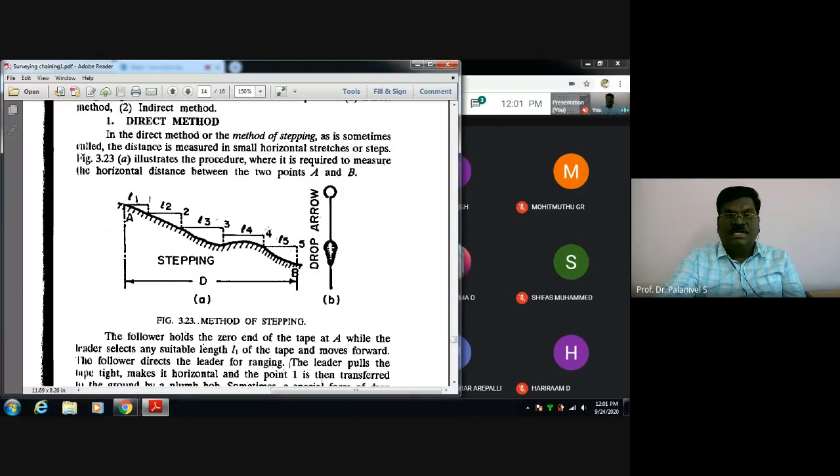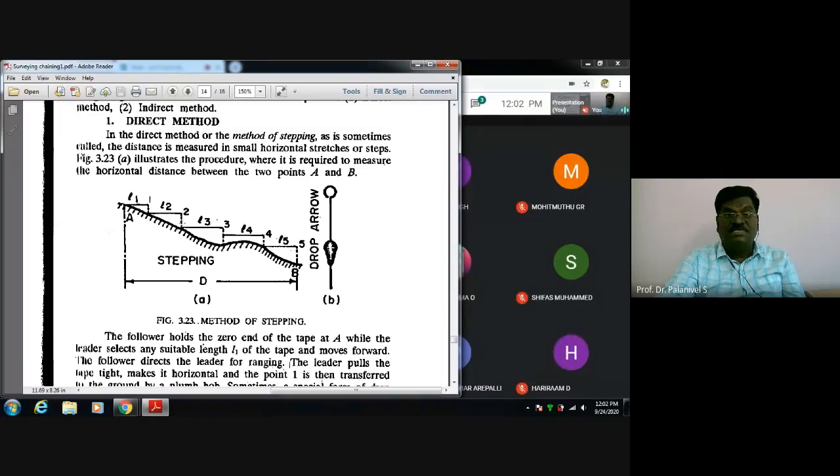And using a drop arrow or a small, lightweight plumb bob, you can transfer that point to the ground. So one tape length is measured, say a 20-meter tape, or 10-meter, or 50-meter, whatever you are using; measure it and transfer the point here. Again, from this point, keep your tape horizontal and measure.